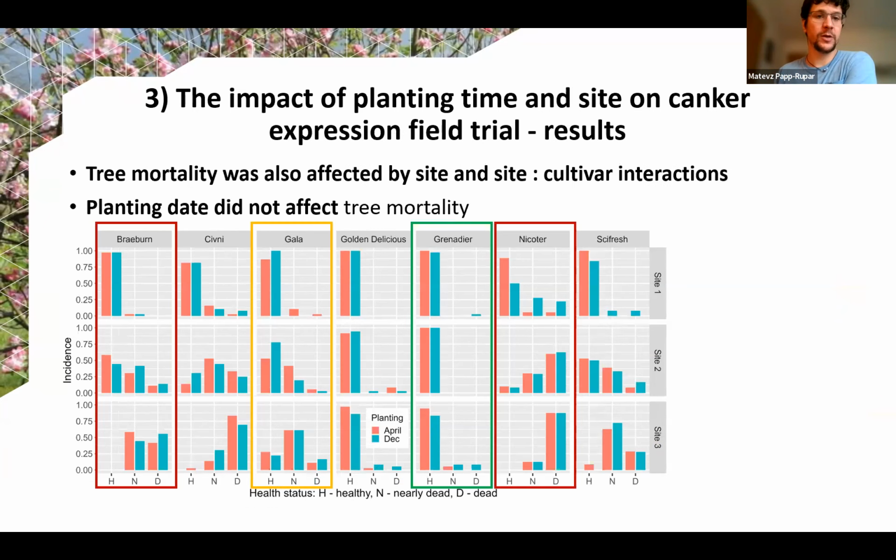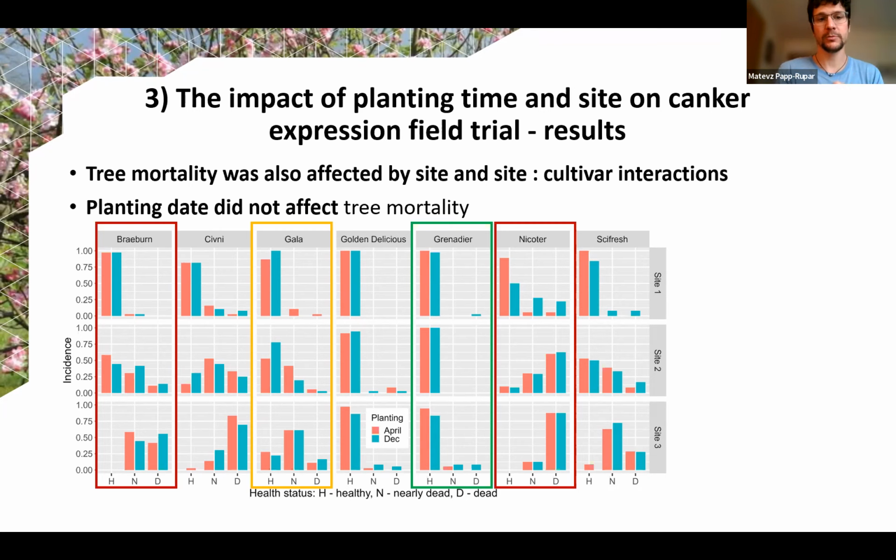So we looked at tree mortality, because that's what you would be most interested in. It doesn't matter if you have 4 cankers or 6 cankers, as long as the tree is productive. But here you see that even more so, some cultivars, for example Braeburn in red and Gala in orange, were really site dependent. So on the top row, you have site 1, and then 2 and 3, and you have the columns in 2 different colors. You have the April and December planting, and then the 2 columns labeled with H represent healthy trees.